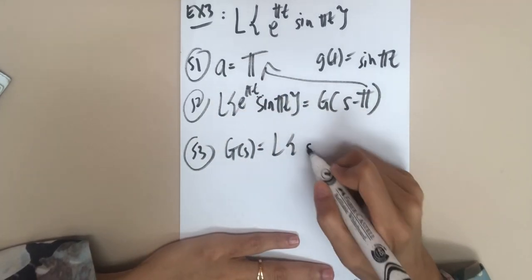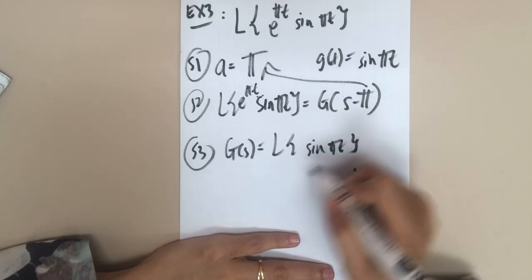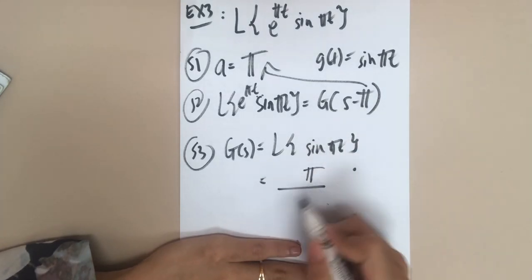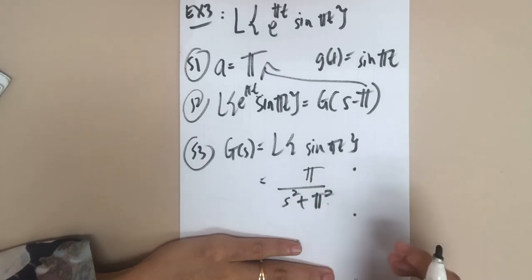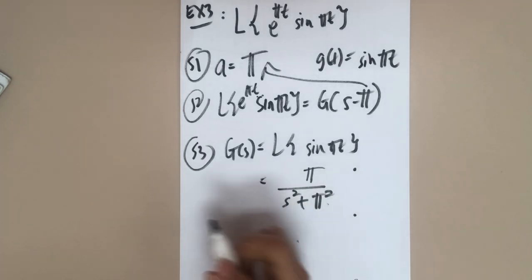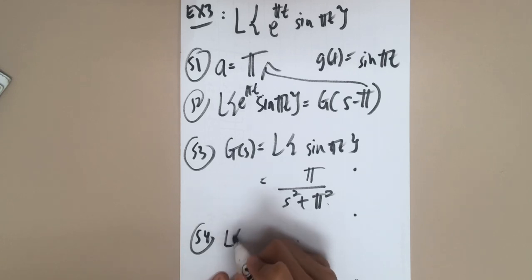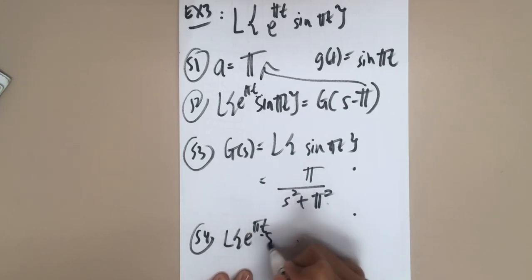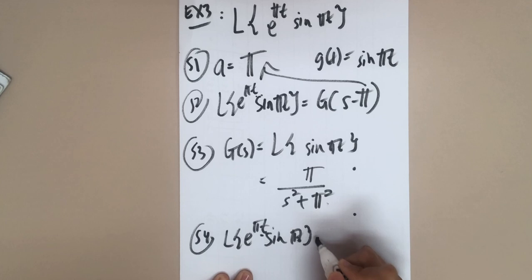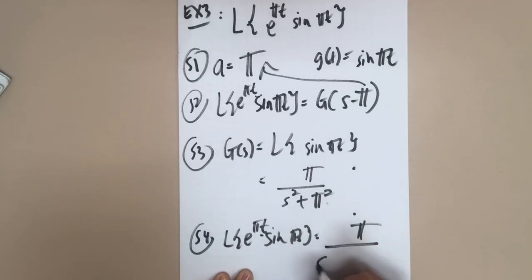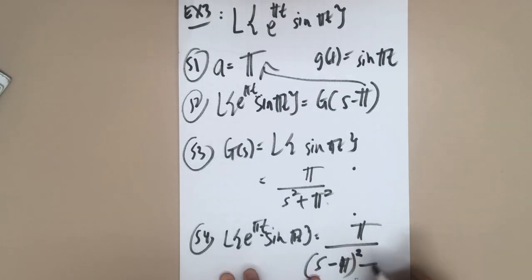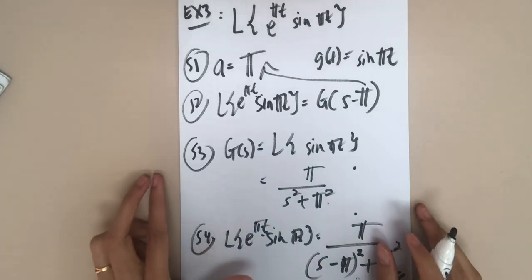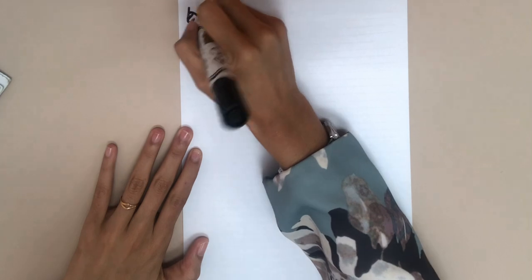What is the Laplace transform for sin pi t? It must be pi over S square plus pi square. Then the last step, step number 4, is the final answer. It must be equal to pi over (S minus pi) square plus pi square. Okay, done.